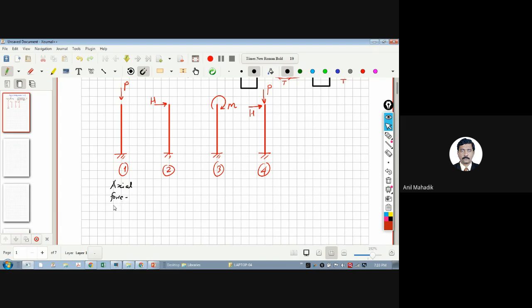Axial forces may be either compression or tension. In this case, it will be compression. So it is a column. I will call this member a column because it carries only compression. Can you tell me what is happening here? What is this? Is this a column or a beam?